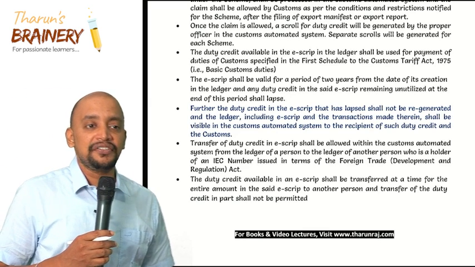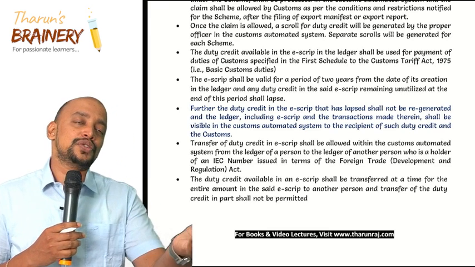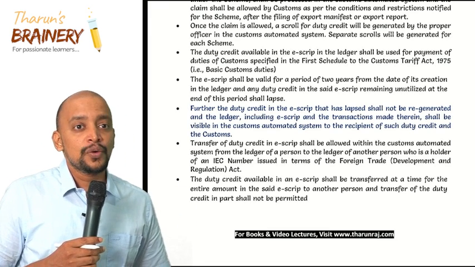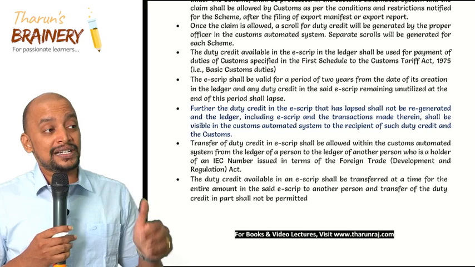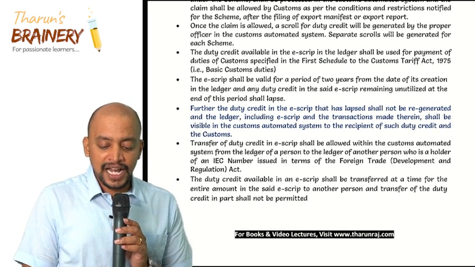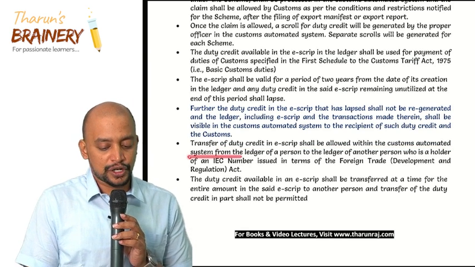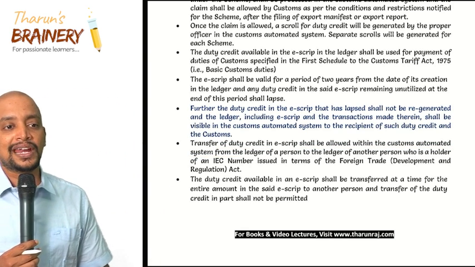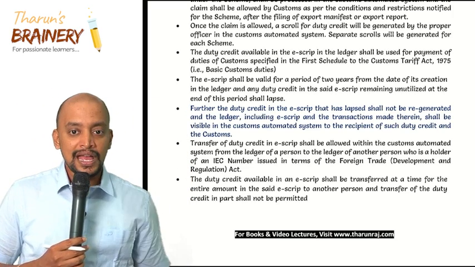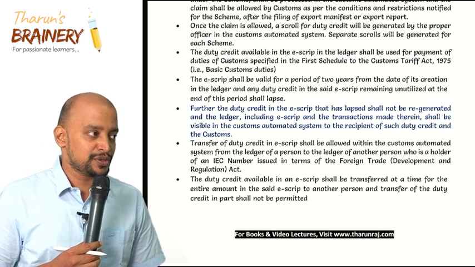Then sir, is there any way out? Because I have a scrip with 2 years validity, and for the next 2 years I am not going to import that much. What can I do? Then you can transfer the duty credit scrip to any other person. Transfer of duty credit in the e-scrip shall be allowed within the customs automated system. Means to whom can we give? To another importer. And what can that importer do? He can use it for payment of customs duty.